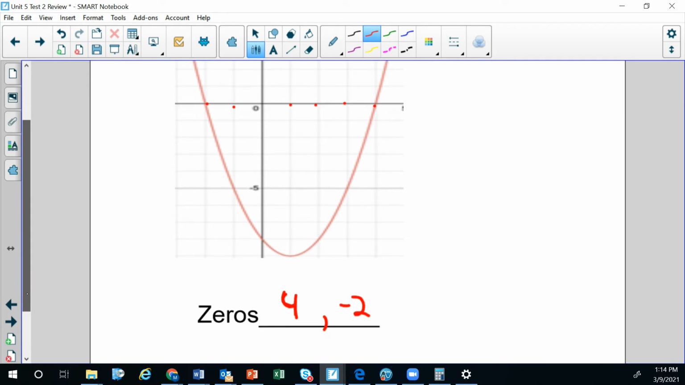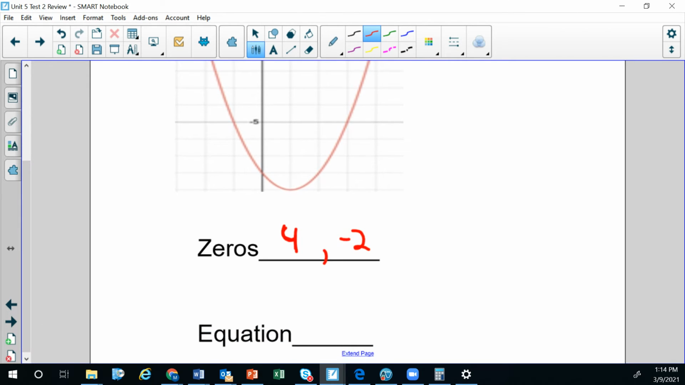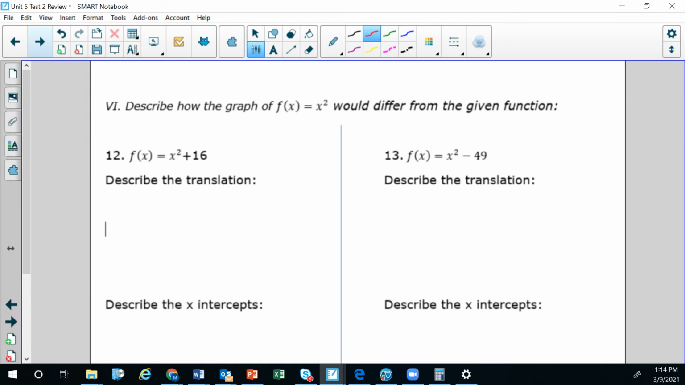Therefore, when I put it in factored form now, I'm going to change the signs. So that's going to give me x minus 4 and x plus 2. Okay? Okay, let's see what's next. All right.